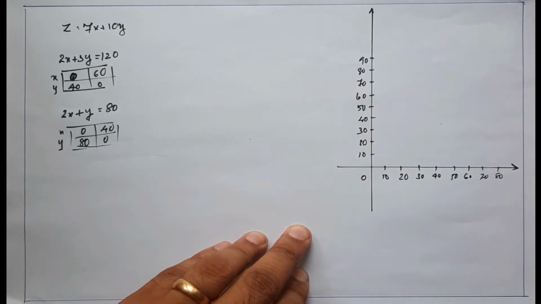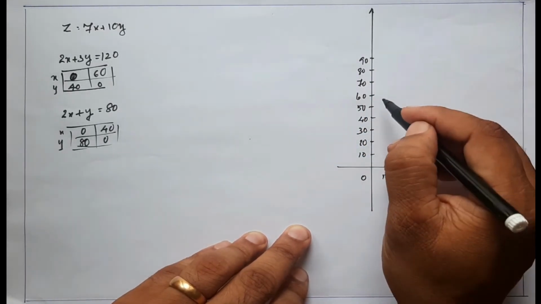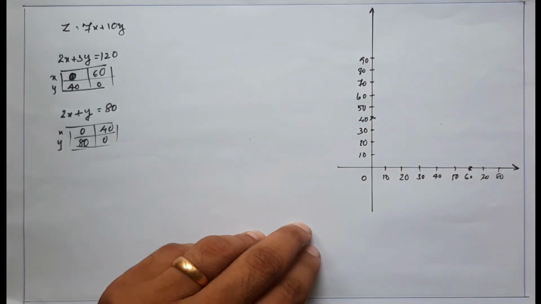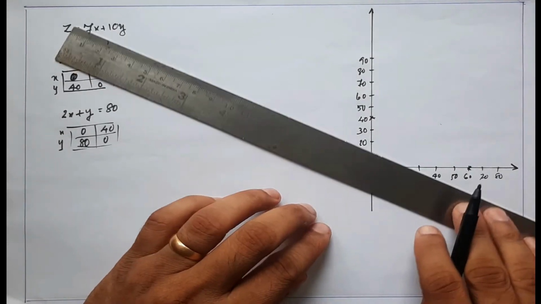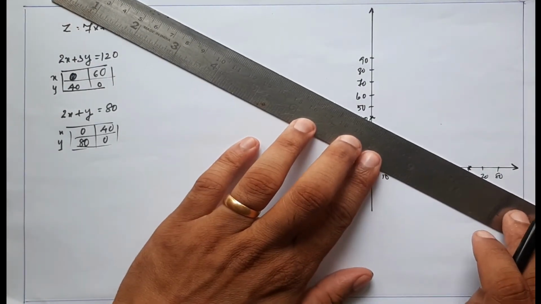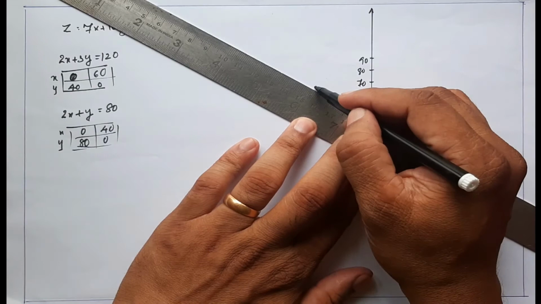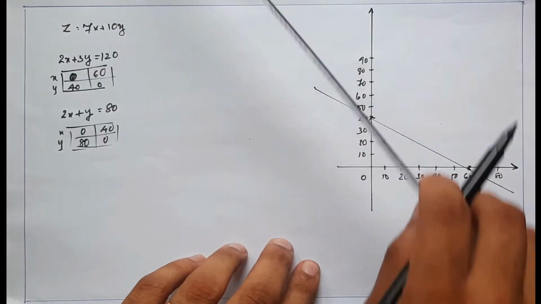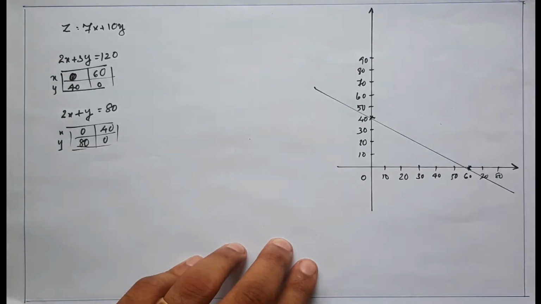Okay. First point is 0, 40, and second is 60, 0. By joining these 2 points, we get a line. There is 2 planes, upper half plane and lower half plane.